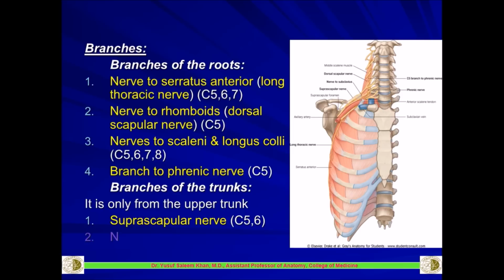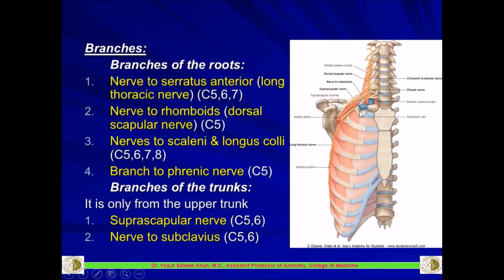This is the suprascapular nerve. Now again there is also a nerve which is called the nerve to the subclavius. Subclavius is a small muscle which is just below the clavicle. That's what is called a subclavius, below the clavicle. So there is a small muscle here, this is called a subclavius.